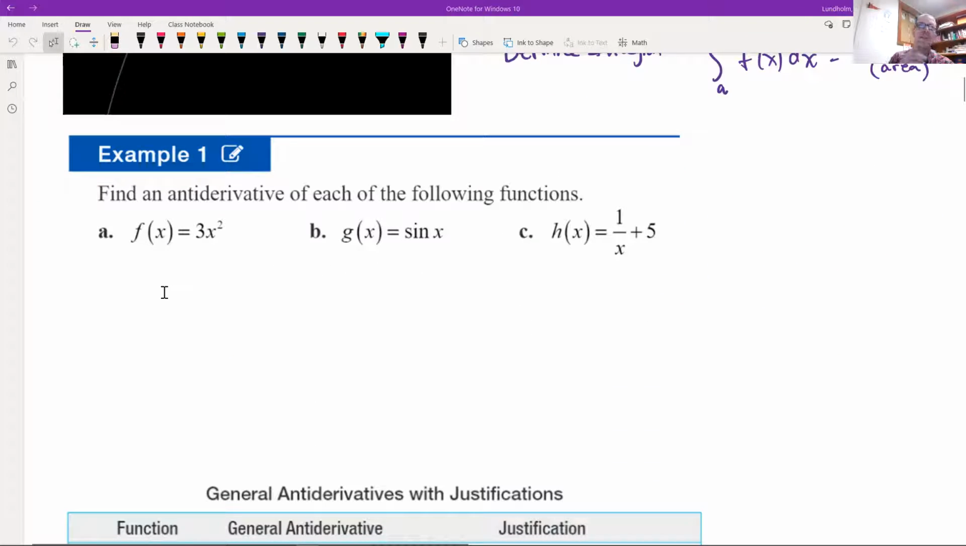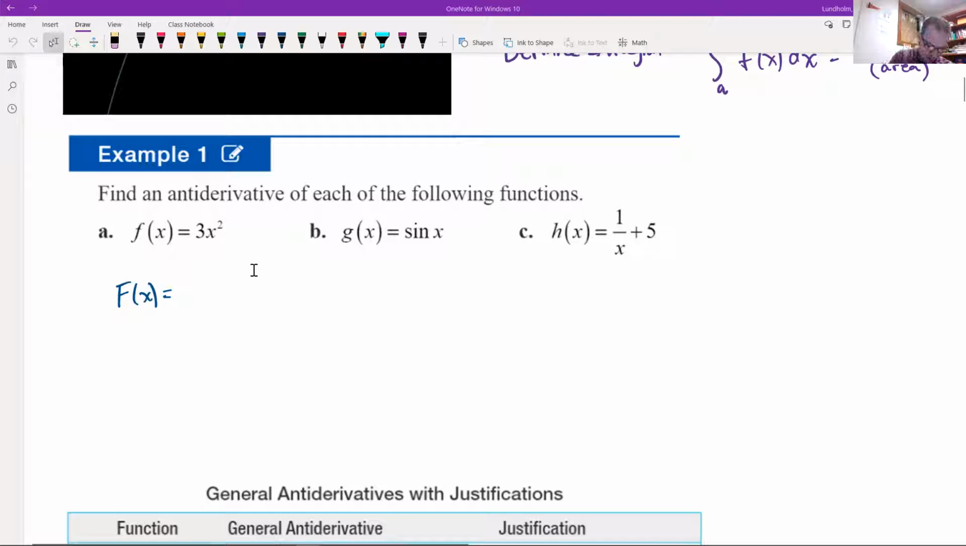We're going to get used to writing plus c. So for this one, I'm going to write capital F of x just to denote that we've found an antiderivative of little f of x. I kind of think of this one as the parent function, and this one as the child. But undoing the power rule here, we would be adding 1 to the exponent instead of subtracting 1 from the exponent, and then dividing by that exponent.